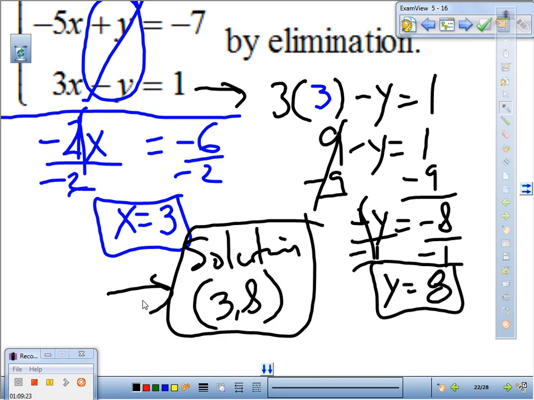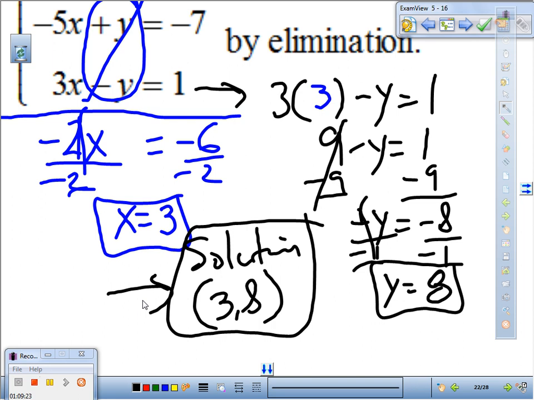All right, let's see. Is Carlo here? No? No, you didn't make it? All right. Aaron, why do we need to write it as a coordinate? Sorry? Oh, ask your neighbor.